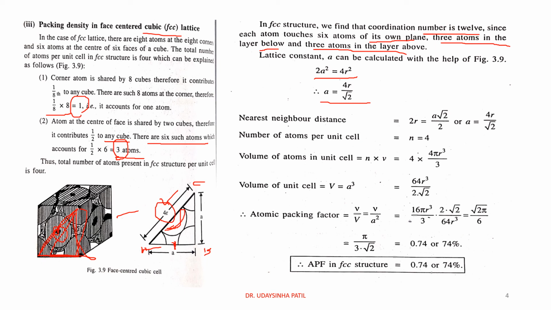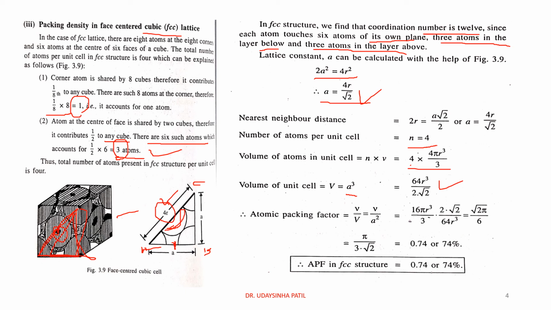Then the number of atoms per unit cell is 4. Here we calculated. Then the volume of atoms is the number of atoms into the volume of a sphere. Here we get the volume of atoms per unit cell. The volume of the unit cell is a into a into a, that is a³. And what is the value of a? The value of a is 4R by root 2. The cube of this 4R by root 2 gives 64R³ by 2 into root 2.